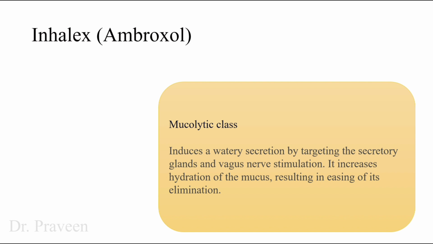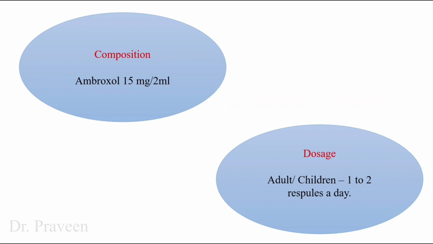Inhalex, that is Ambroxol. As we know, Ambroxol is a mucolytic class. It induces a watery secretion by targeting the secretory glands and vagus nerve stimulation. It increases the hydration of the mucosa, resulting in easing of its elimination. So totally, it reduces by increasing the secretion. It causes a mucolytic action, reducing the viscosity of the mucus. Ambroxol comes in 15 mg for 2 ml, and the adult or pediatric dosage is 1 to 2 spoons a day.